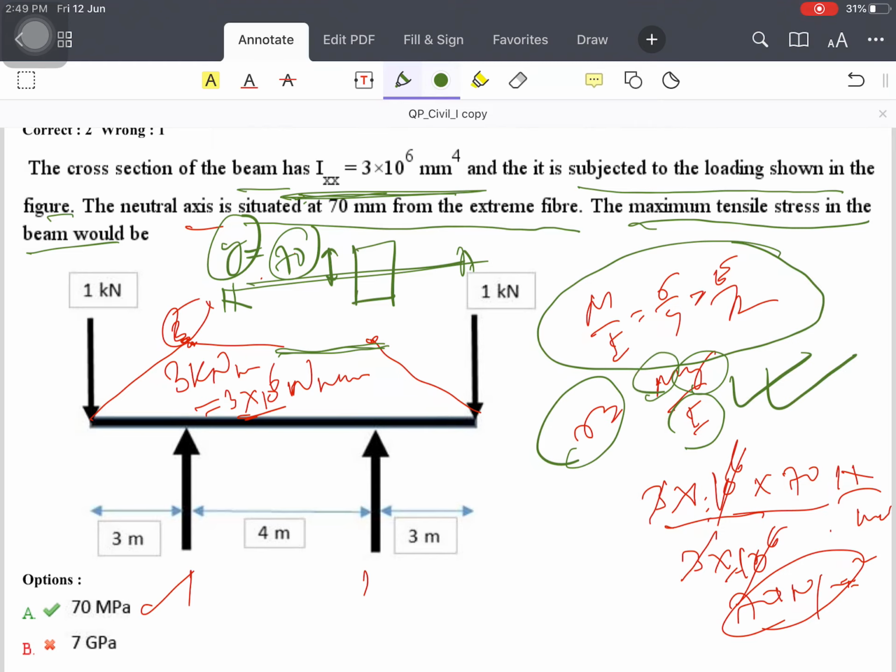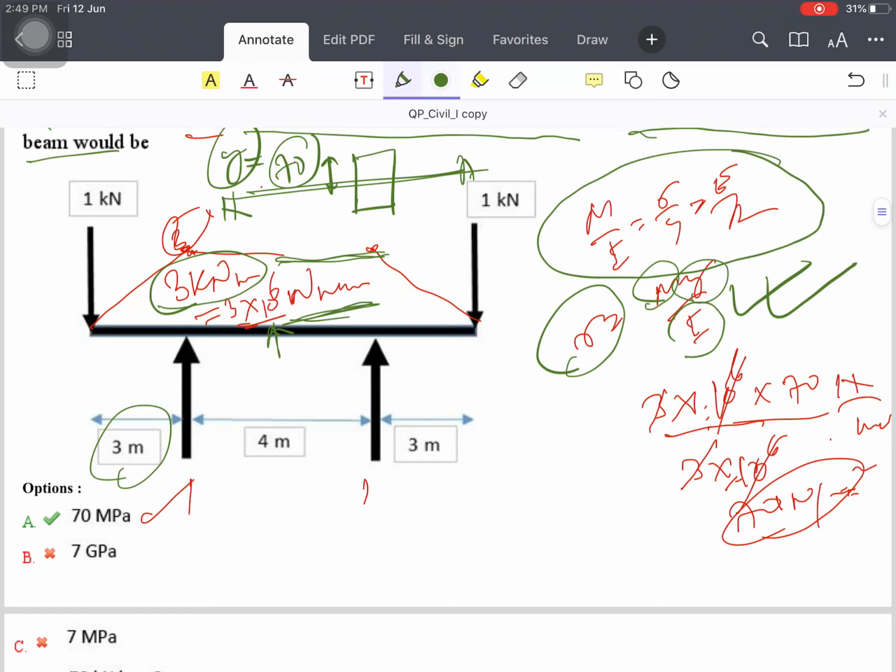M equals 1 into this distance, 3 kilonewton meter. We will convert this value into Newton mm; we need to multiply by 10 to the power 6. So by putting the values of M, y and I, we will find the value of stress equals 70 Newton per mm square.